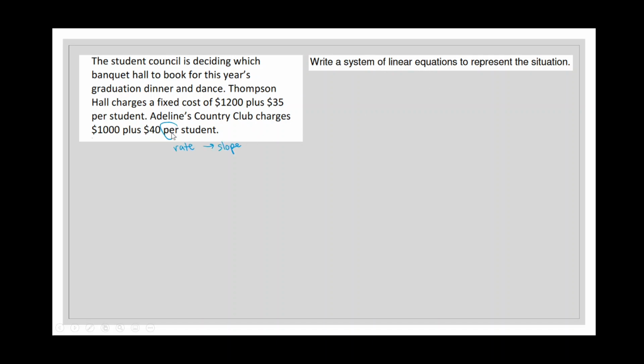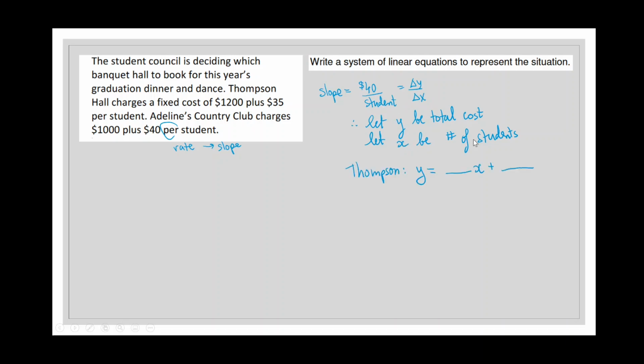First of all, you should notice that this word per indicates that this $40 is a rate of change, and rate of change is our slope. So if you record $40 per, so this division line is per student, and remember that slope is rise over run, or change in y over change in x, this allows you to find out what the variables are going to be. So the y is on top, which is dollars, so let y be total cost, and x is on the bottom, which is students, so we can say let x be number of students.